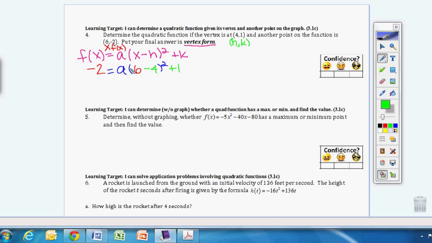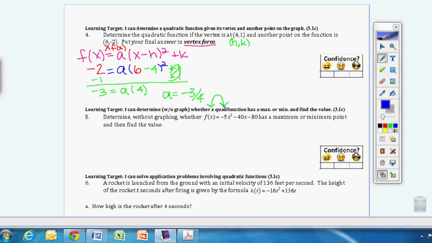Now I need to combine my terms and use my order of operations to solve for a. I'm going to subtract 1 and subtract 1 there, so I'm left with -3 equals a times (6 minus 4). 6 minus 4 is 2, and 2 squared is 4. So a is going to equal -3/4. This tells me my parabola is going to open down, and it has a slope of down 3/4, so it's going to get nice and wide.